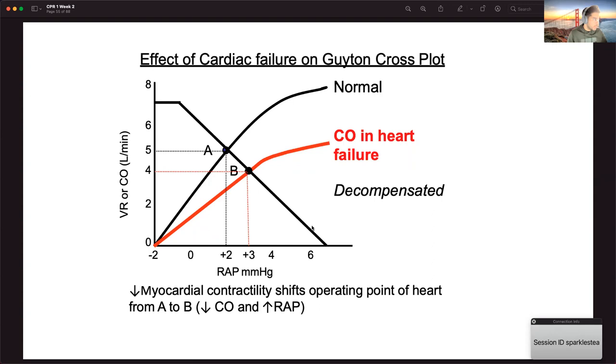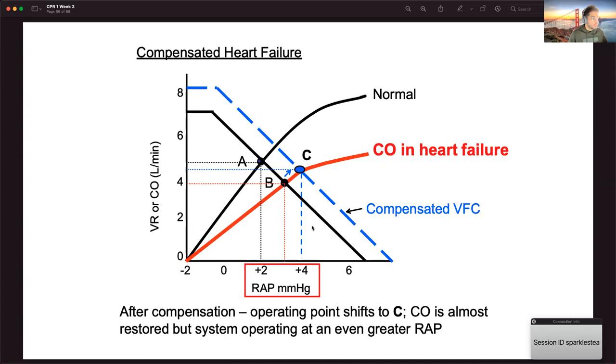Let's move on to the compensation. So what does the compensation do? After the compensation, basically the set point moves from B, that we saw with decompensated, to a compensated, and that forces your cardiac output to slightly increase, right? Think about it, it's a slight increase, but it's still a significant enough increase because your heart has literally had a failure, right? It's not functioning to its full capacity.